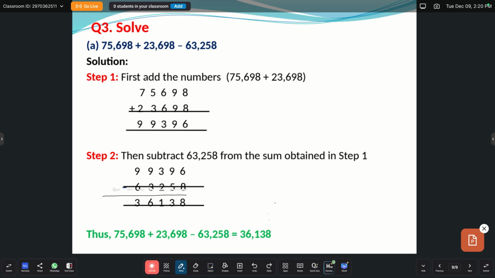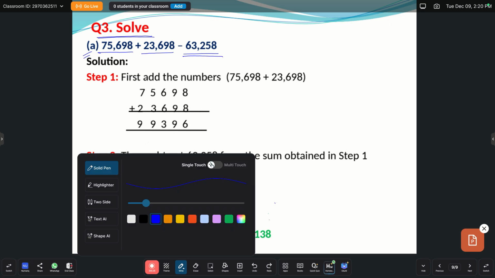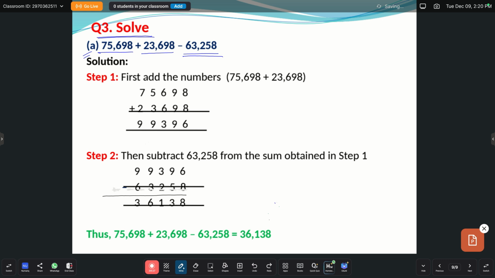Question number 3 is solve. Here, our first part is 75,698 plus 23,698 minus 63,258. As you can see in this question, we have to add these numbers and we also have to use subtraction.